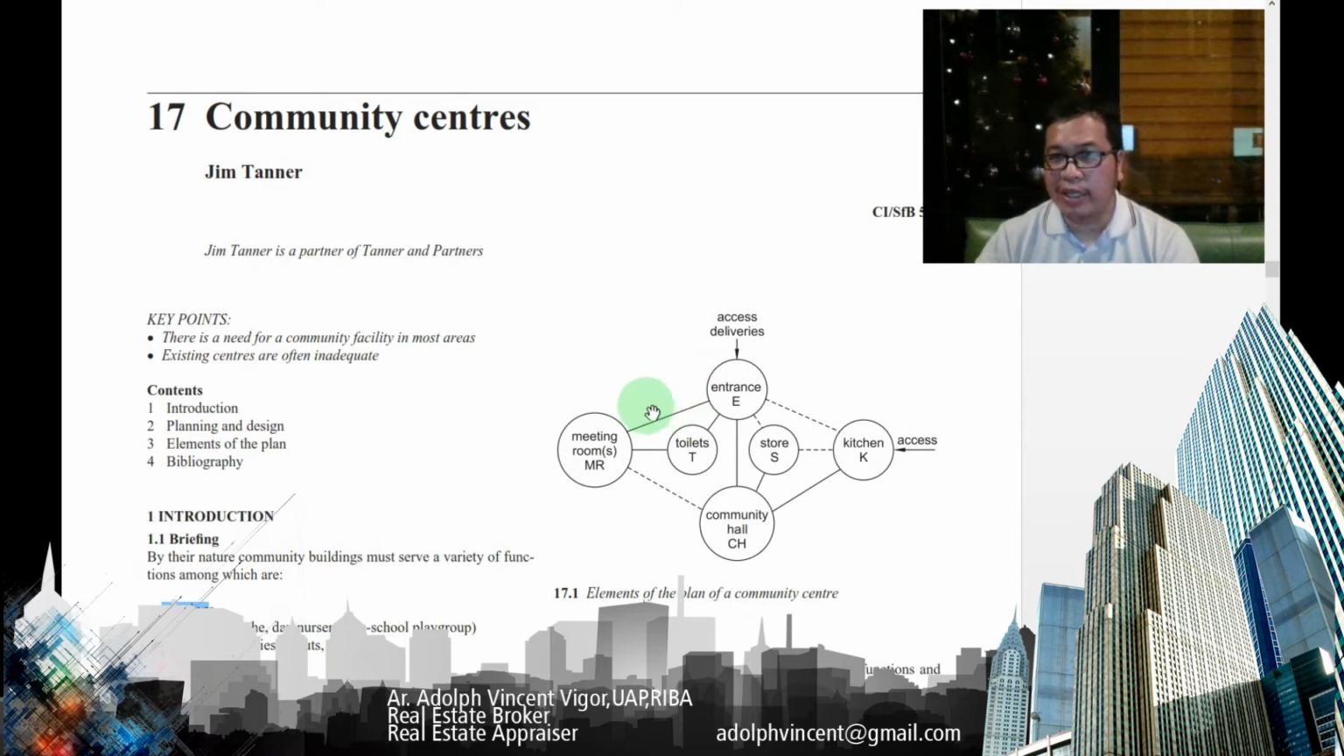Then what you should be careful about is your kitchen, there should be access for deliveries. Okay. So the illustration here is wrong. The access should be here at the entrance.